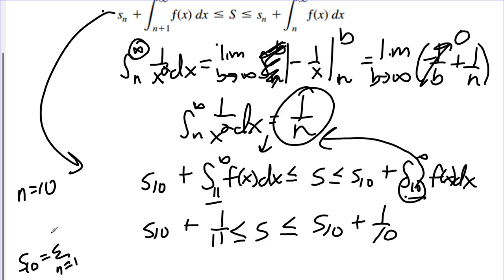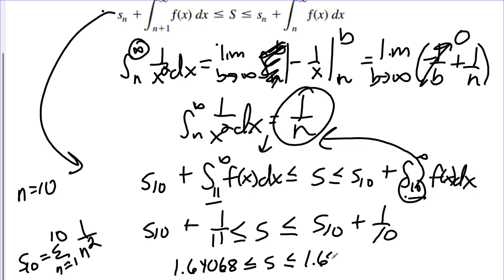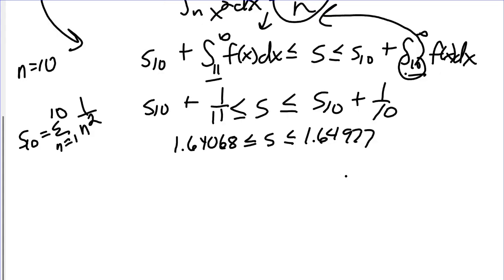We can work out then with the calculator s sub 10, which is equal to the sum from n equals 1 to 10 of 1 over n squared. Your graphing calculator has that application. So when we do that math, we get 1.64068 is less than or equal to s is less than or equal to 1.64977.